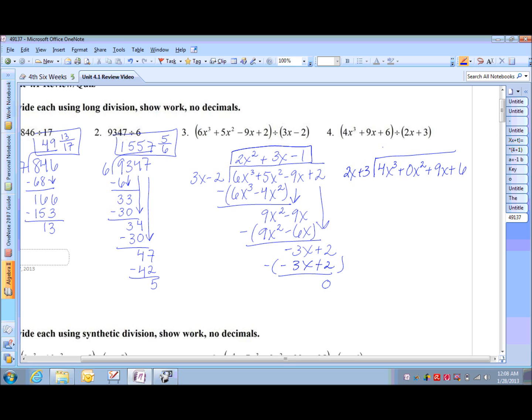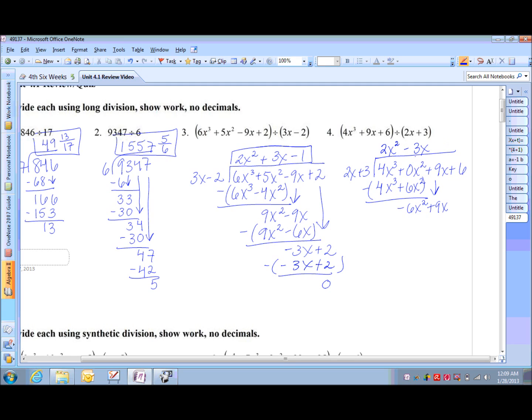4x cubed divided by 2x is going to give you 2x squared. 2x squared times 2x plus 3 gives you 4x cubed plus 6x squared. We subtract, and you're left with negative 6x squared. We bring down the positive 9x, and now we're going to divide negative 6x squared by 2x. Negative 6x squared divided by 2x is negative 3x.